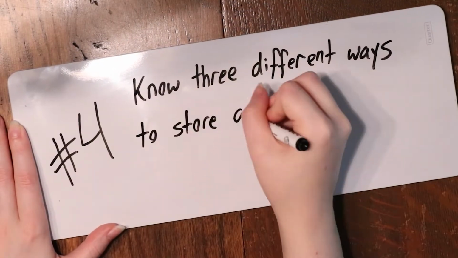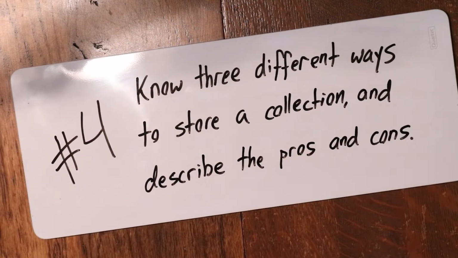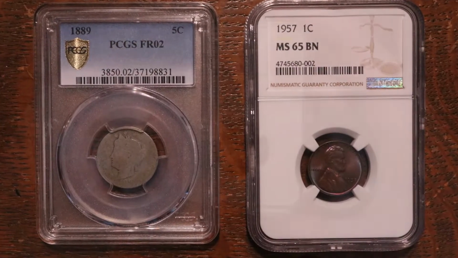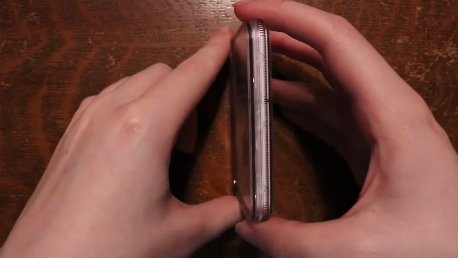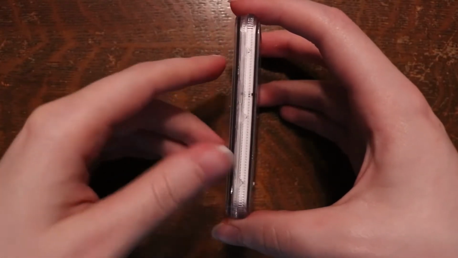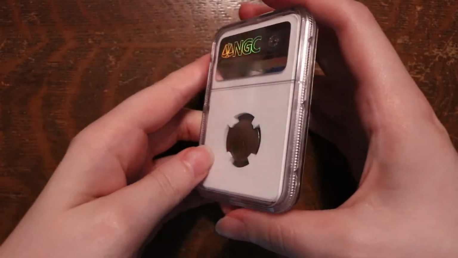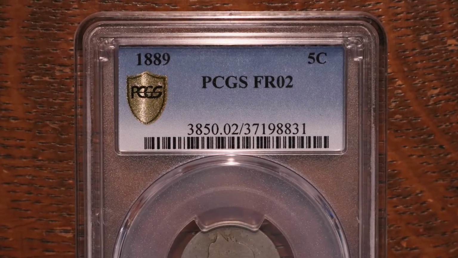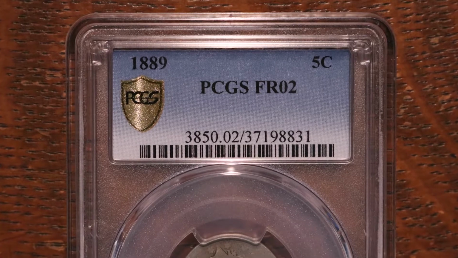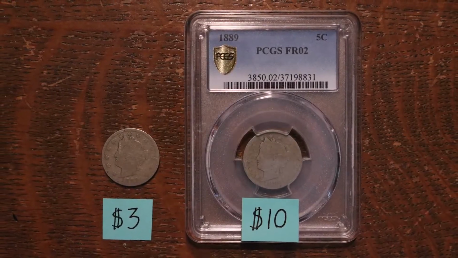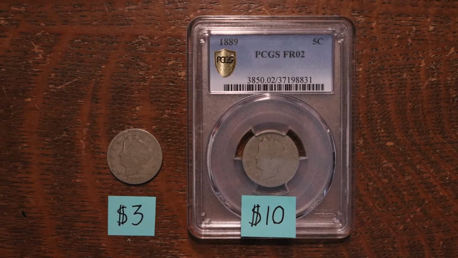Requirement 4. Know 3 different ways to store a collection and describe the pros and cons. One popular method is to collect slabbed coins. This is the safest way to store them because the slabs are intentionally designed to protect coins from any possible danger. They even offer some protection from fire. Slabbed coins are graded by experts and have the grade on them, making it easier to sell them in some cases. However, coins tend to cost more when already slabbed, and having them graded yourself costs money.